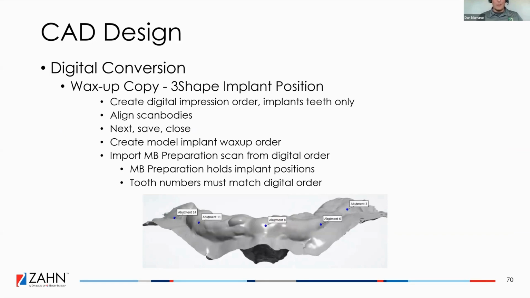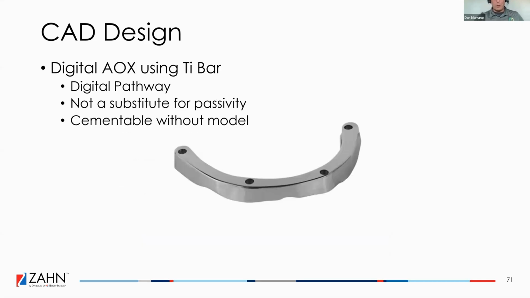We align the scan bodies. We just hit next, save, close. And then we create the model implant wax up order and import the MB preparation scan. Those MB preparation scans encode the implant position into that model. So if you do a preview, like in this case here, and you click the annotations, this is what would pop up, even though it looks like an empty scan. Your tooth numbers do need to match your original digital order to get that through. And that's just the extra step in 3Shape to run through.